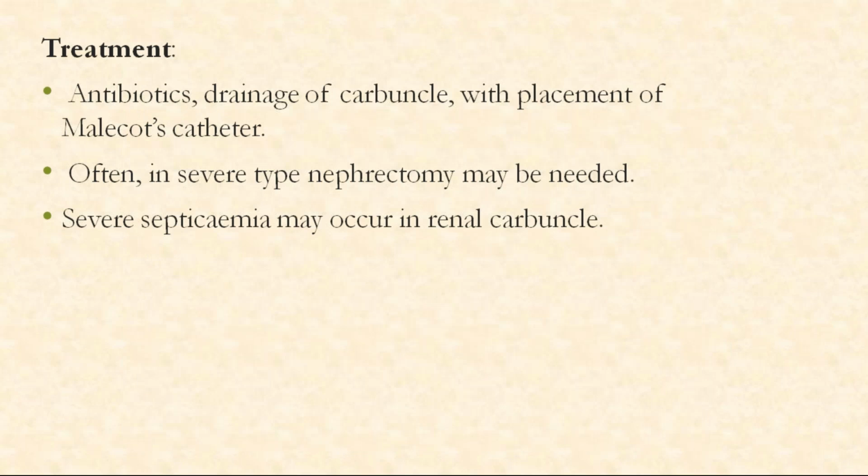How will you treat this carbuncle? You should give antibiotics and drain the carbuncle by keeping a Malecot's catheter. If it is so severe, then you should go for nephrectomy; an upper pole partial nephrectomy or lower pole partial nephrectomy should be done.